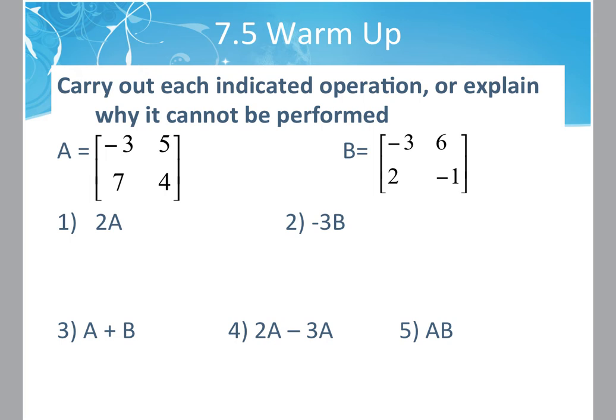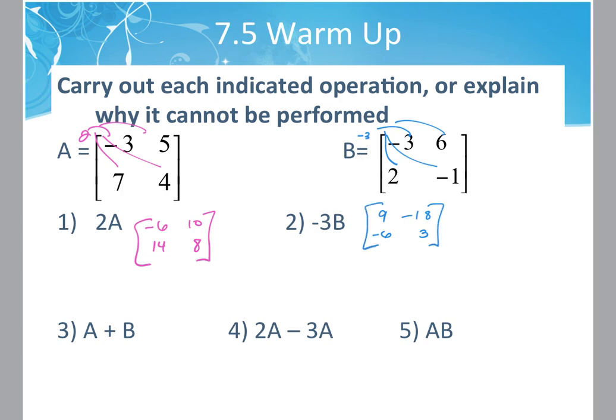So before you even get started on this stuff, you want to make sure it can be done. If it's like number 1, where it's a scalar multiple, it can always be done. So I just take the 2 and multiply it in on all 4 spots on A. So I'd get -6, 10, 14, and 8. On 2, it's -3B. So we take -3, multiply it in on all 4 spots on B. I get 9, -18, -6, and 3.